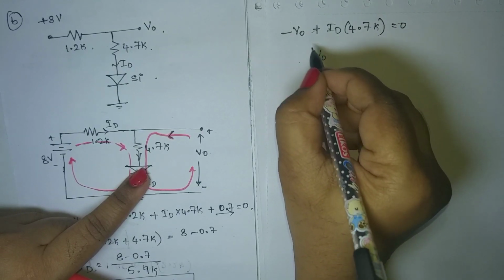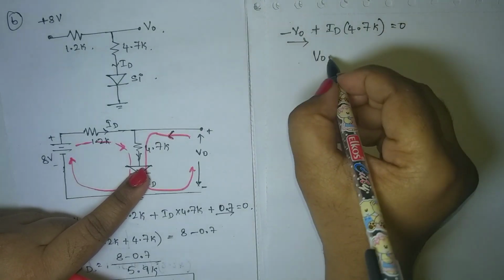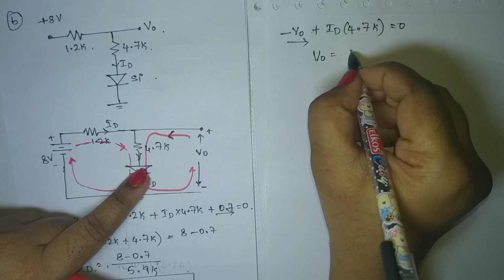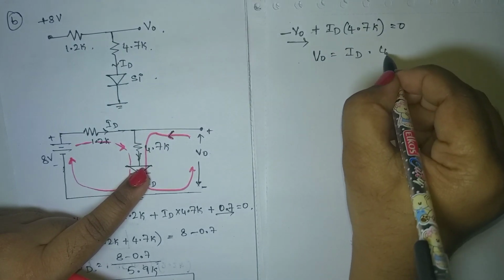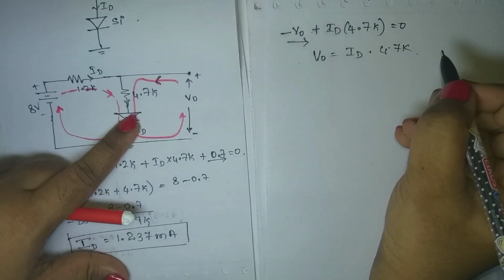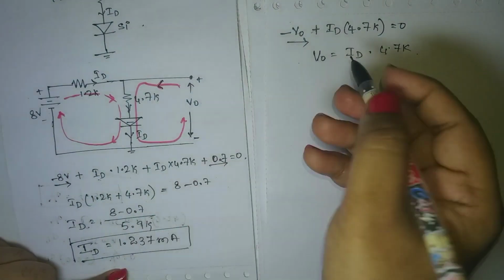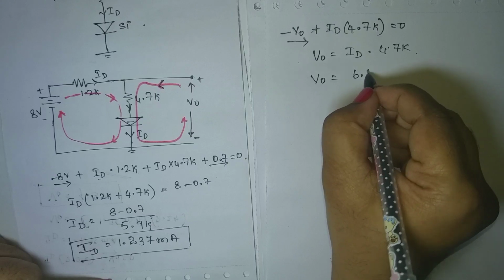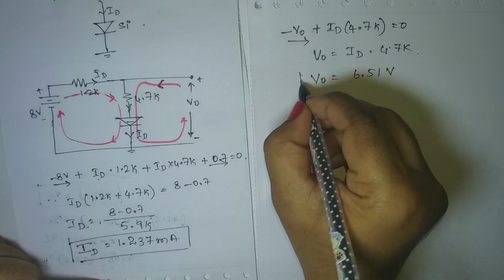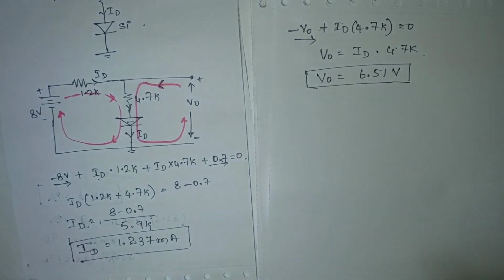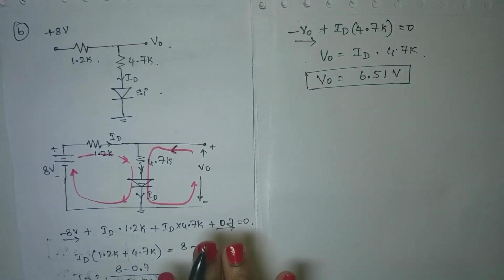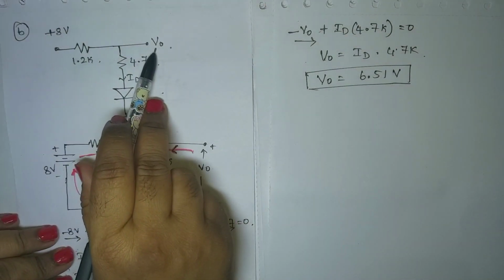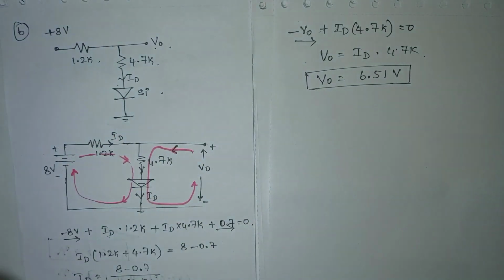We need V0. I'll push this V0 to the right hand side. V0 is equal to ID into 4.7K. What is the value of ID? We have calculated here. Substituted. V0 will be equal to 6.51 volts. This is how you find the value of V0 and also ID.